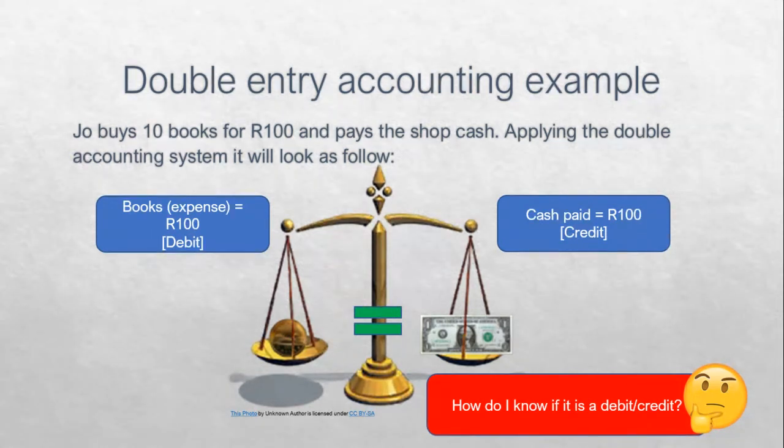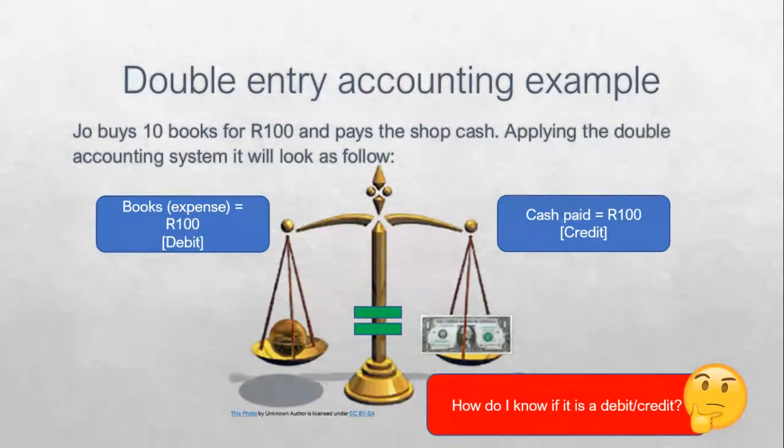Okay, so let's start with the basics. How do you know it's a debit or a credit? Firstly, you have to decide on the T account, your general ledger account. If it's a debit, it's always on your left-hand side. If it's a credit, it's always on your right-hand side.